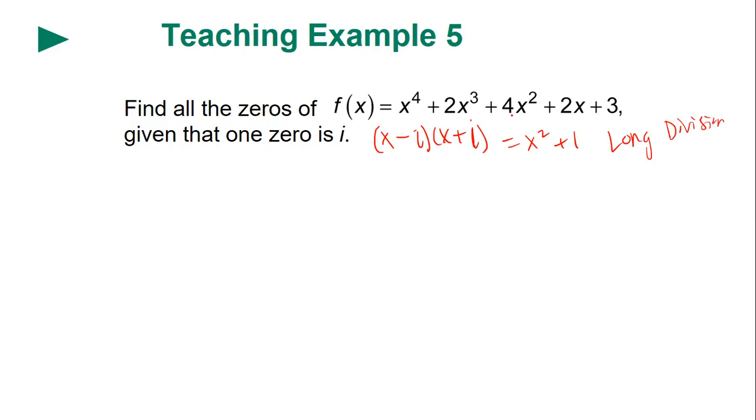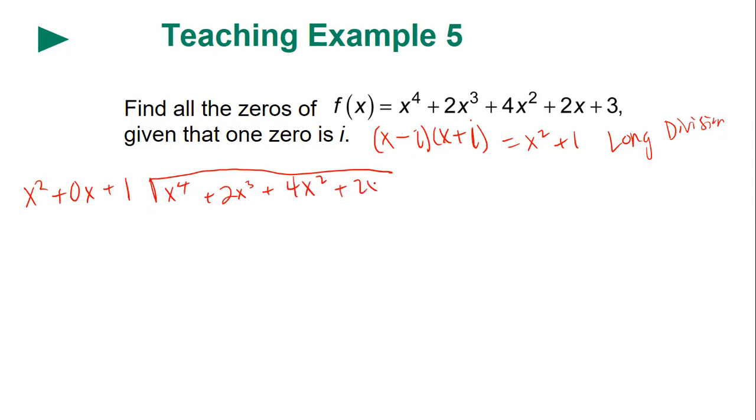Okay, so with long division, I'm going to set this up. I have x squared plus 0x plus 1. Why did I put 0x? It's a placeholder. I'm missing that. Divided into x to the fourth plus 2x cubed plus 4x squared plus 2x plus 3.